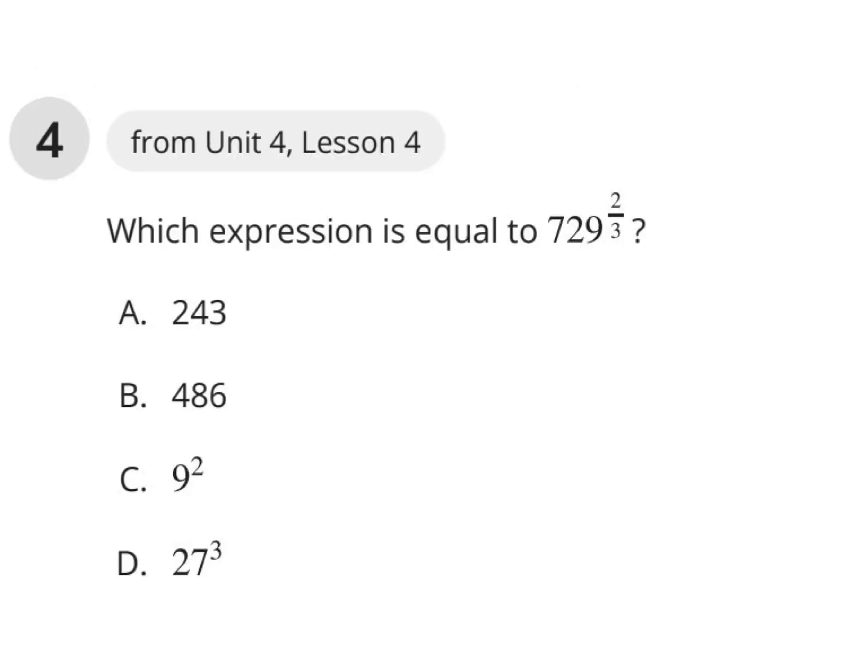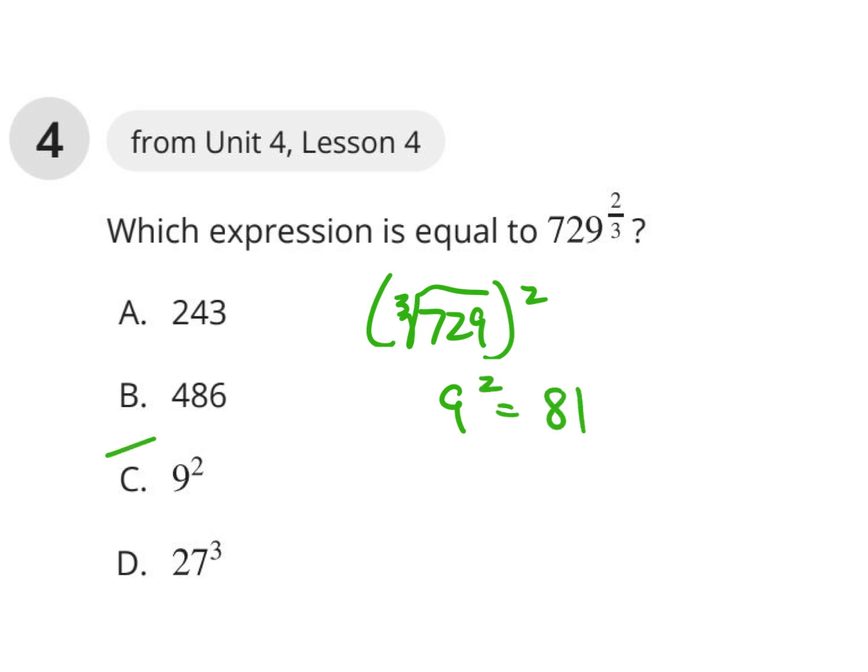Okay, let's look at some old stuff. Which expression is equivalent to 729 to the 2/3 power? So we know 729, if I take the cube root of it and then square it, the cube root of 729 is 9. If I square it, I get 81. So the only thing is C, 9 squared.